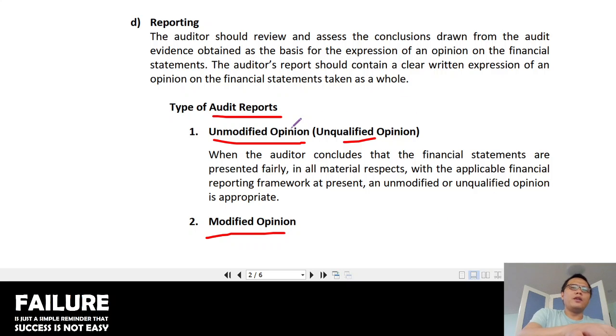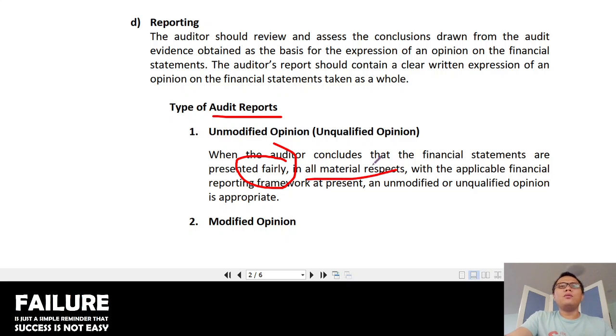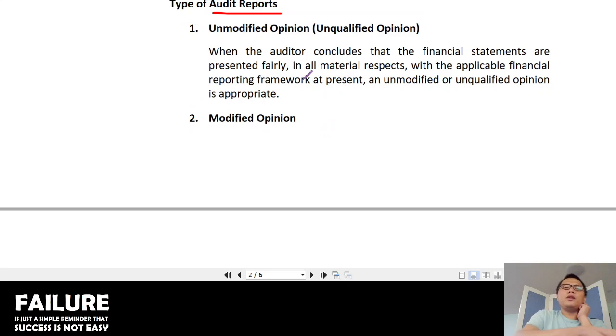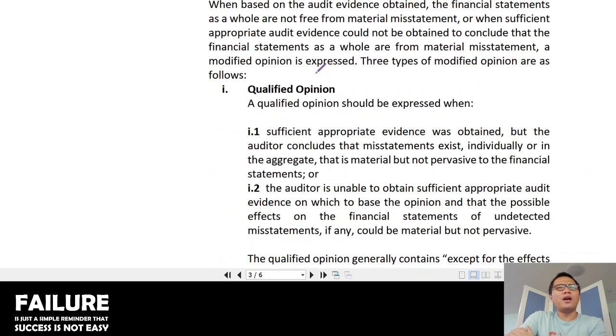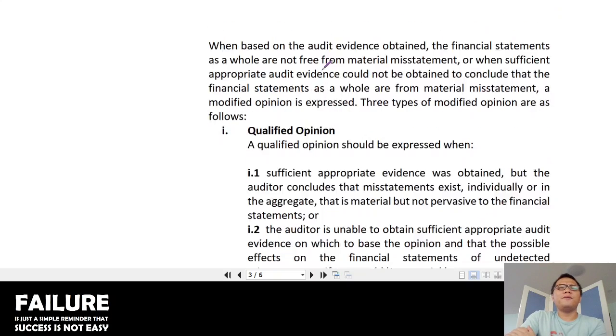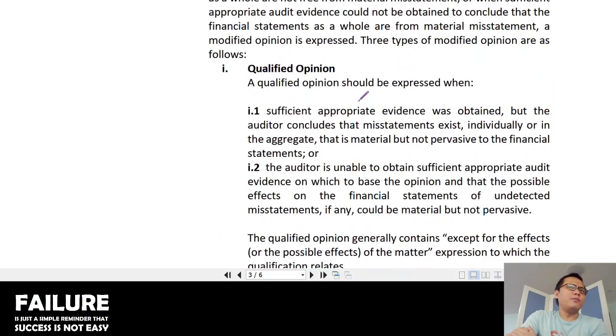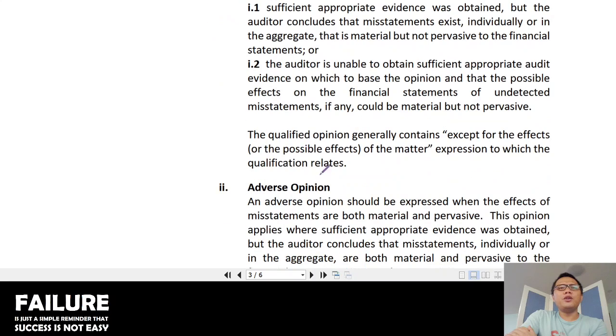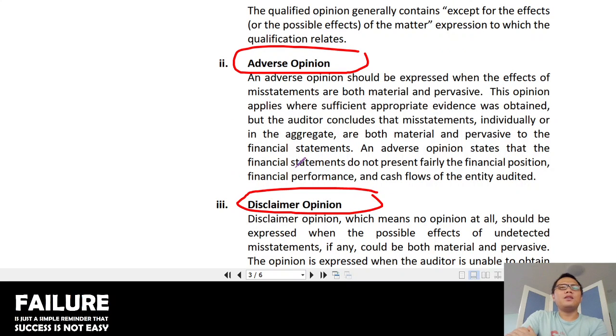Itong unmodified or unqualified opinion, class, ito yung pag sinabi po natin na okay ang financial statement in general, fairly presented in all material respects, sa lahat ng mga material na bagay, which binase po natin sa applicable na reporting framework. Okay? Fair presentation. Itong mga modified opinion, ito yung parang may mga problema. Okay? There are three types of modified opinion. Number one, we have the qualified opinion, we have the adverse, we have the disclaimer.